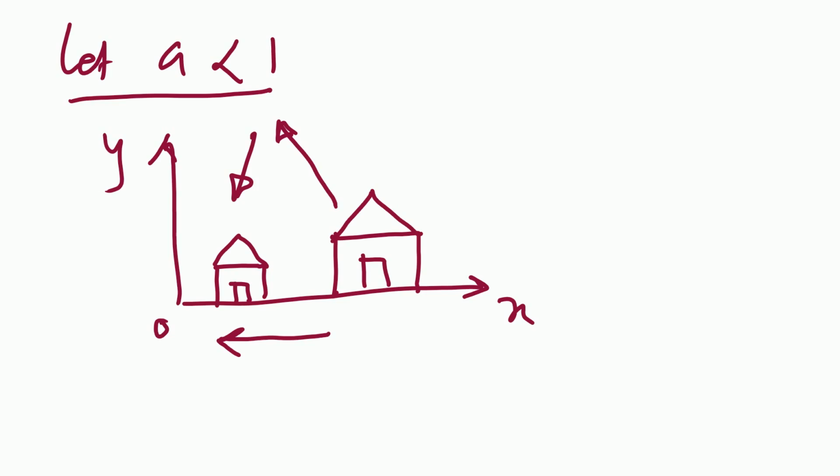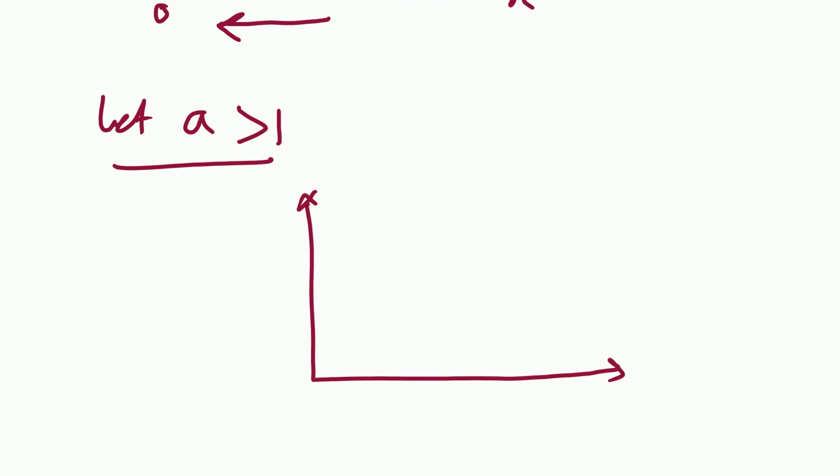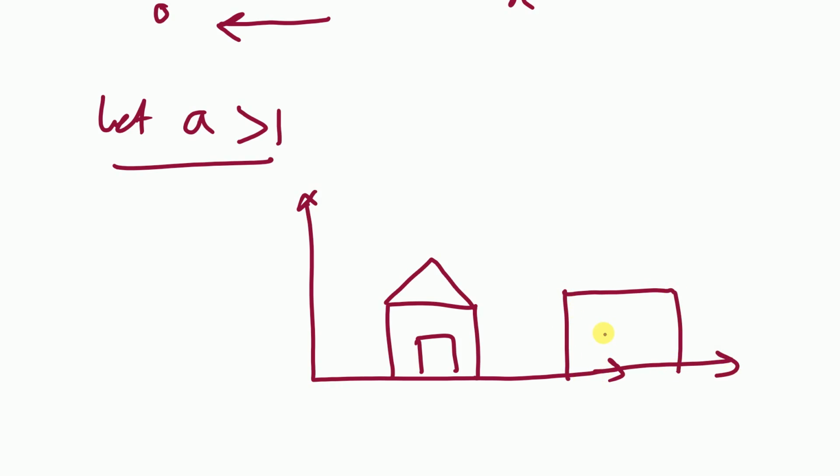On the other hand, when a is greater than 1, then the opposite effect happens. If that's my original object, then if a is above 1, the object gets enlarged and it will move away from the origin.